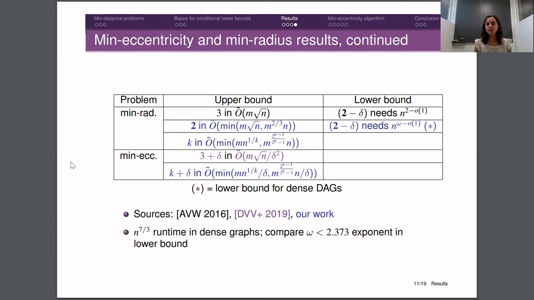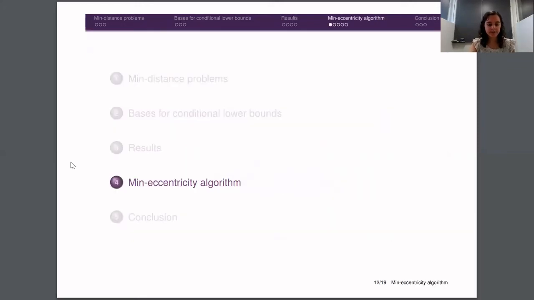Okay, so I'd like to give you a quick overview of what our min eccentricities algorithm looks like. So that will be next.